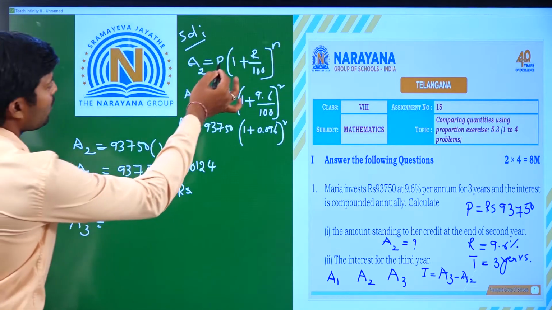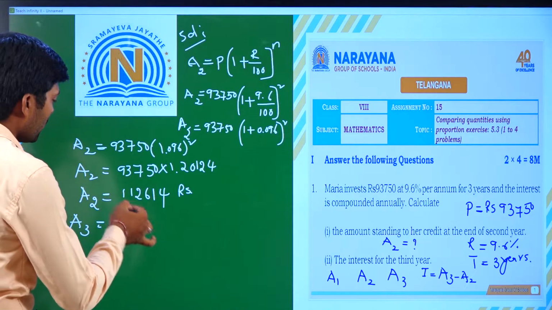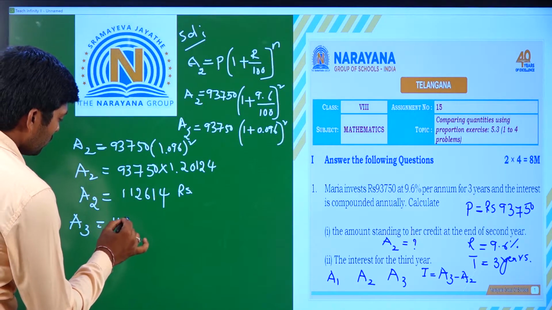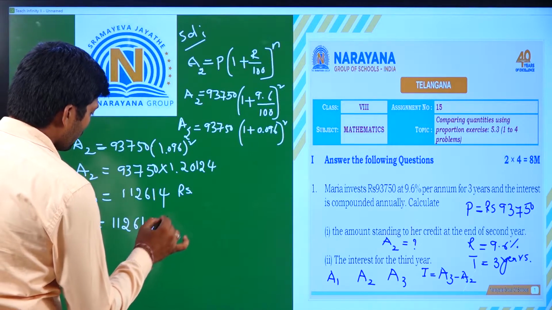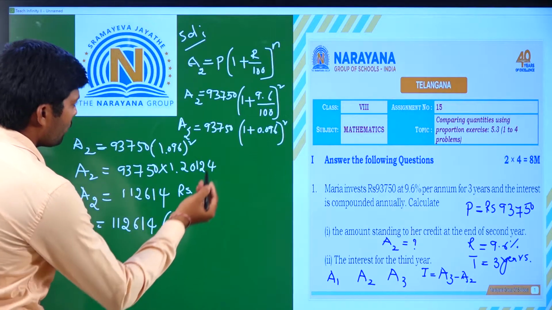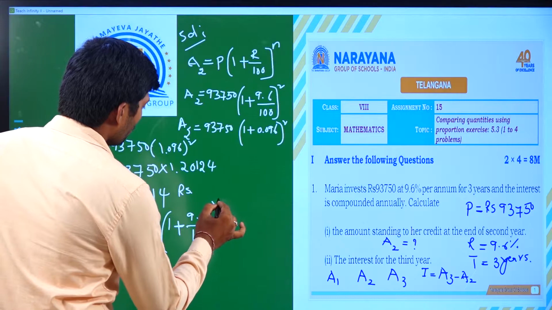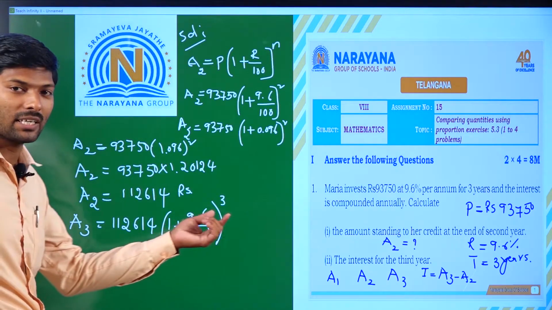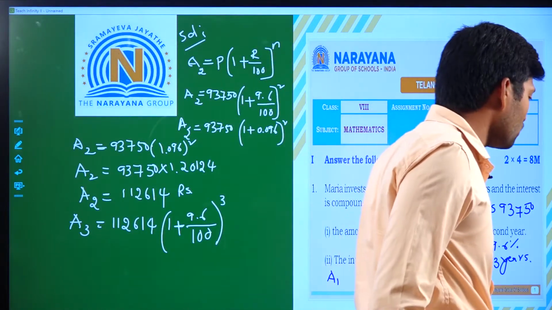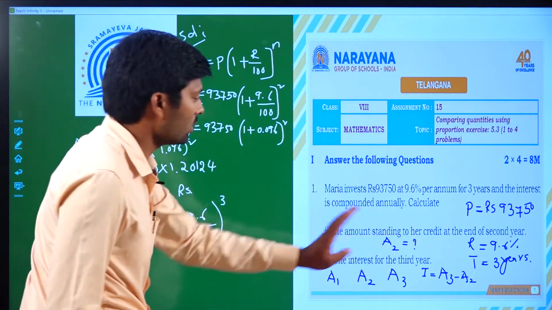A3 is equal to again P into 1 plus R upon 100 whole to the power of n, where R is 9.6. Here 3 is the interest for the third year, so we have to take n is equal to 3.